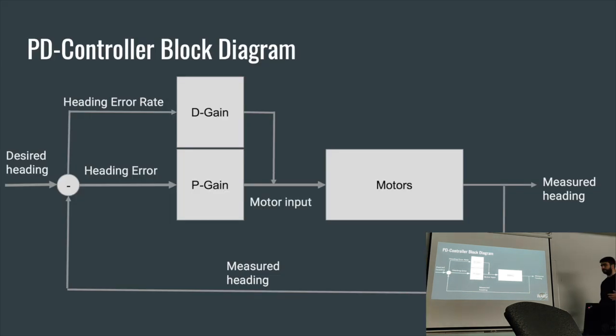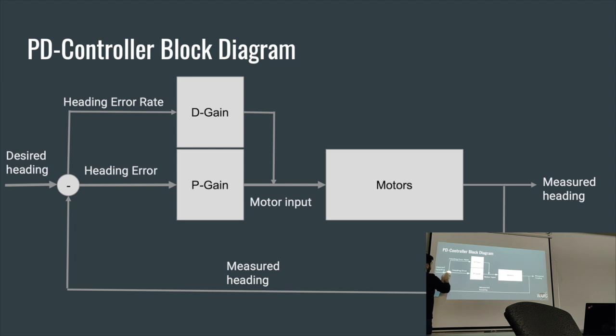So let's add on to the previous block diagram, right? This is what we had all before. I just renamed the constant value to a P gain because that's what it actually is. And then I added this block with a D gain. So we measure some kind of heading from our sensors. We feed it back into the system. We know where we want to go. We subtract the two, and that gives us the heading error. We multiply it by our proportional gain, and we put it into the motor input.